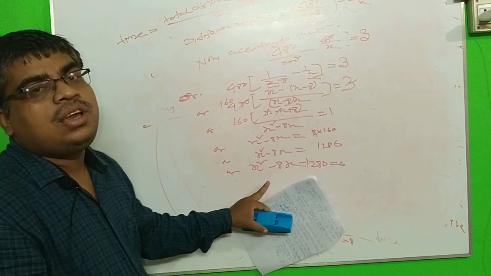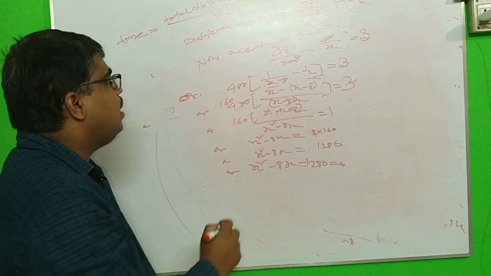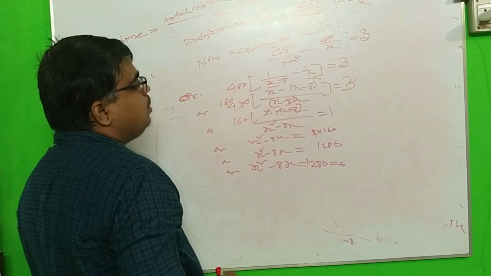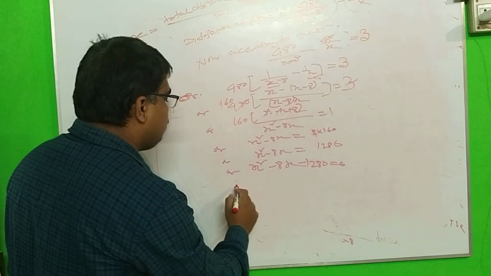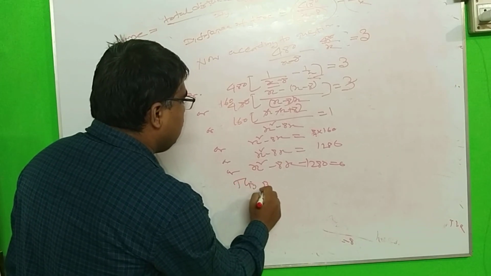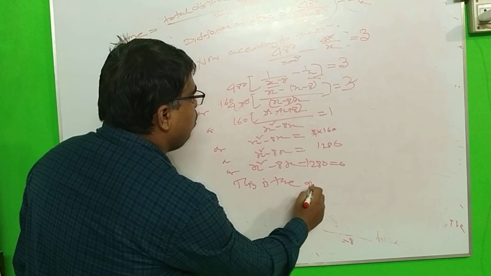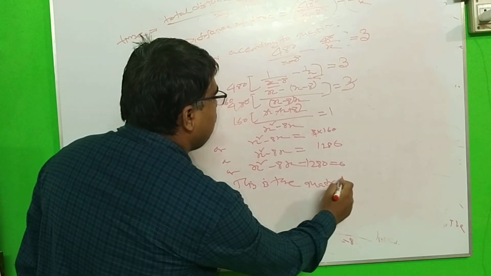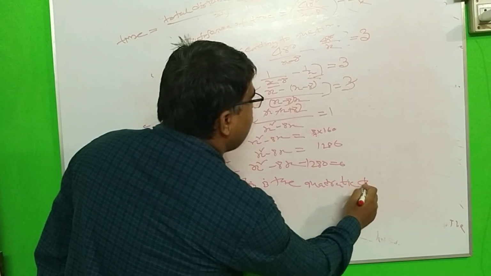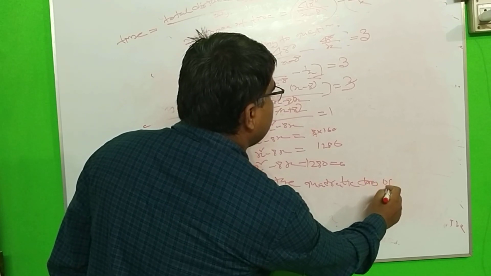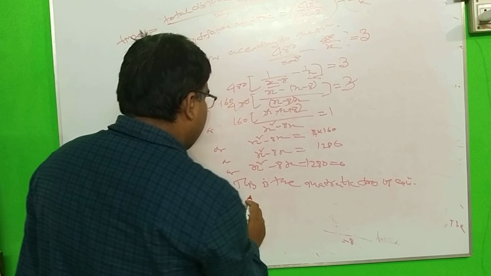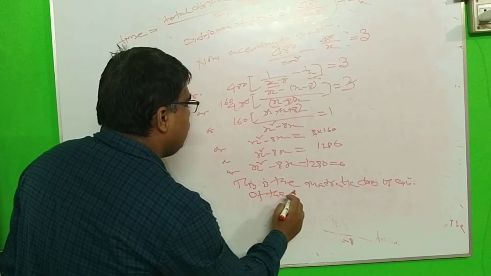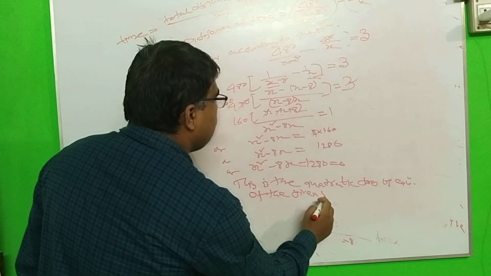This is a quadratic equation. So hence the above situation can be represented in a quadratic form of equation. This is the quadratic form of equation of the given situation.